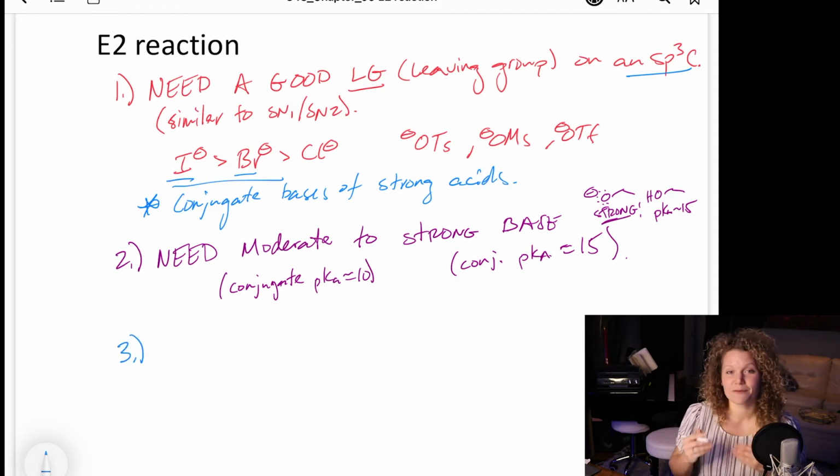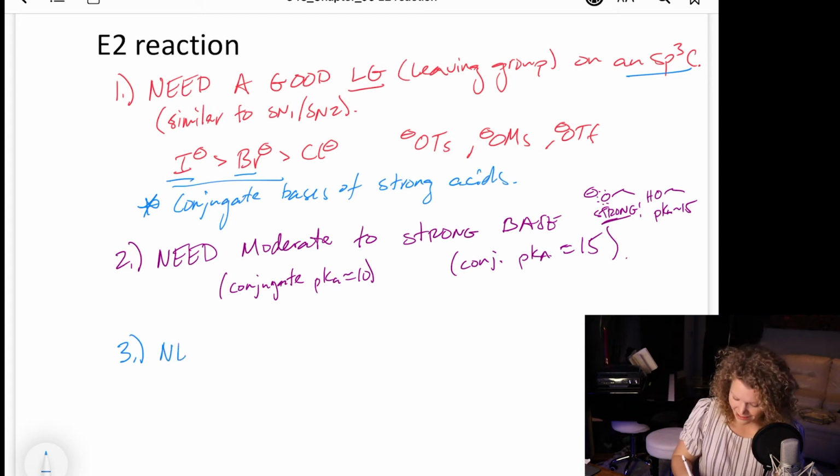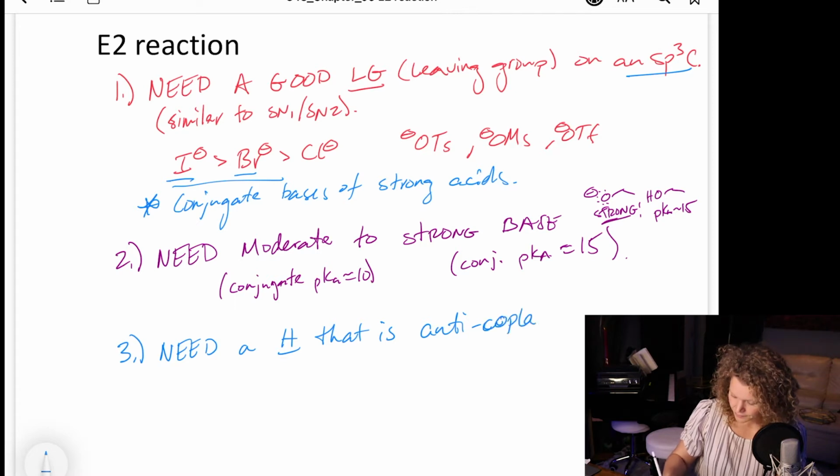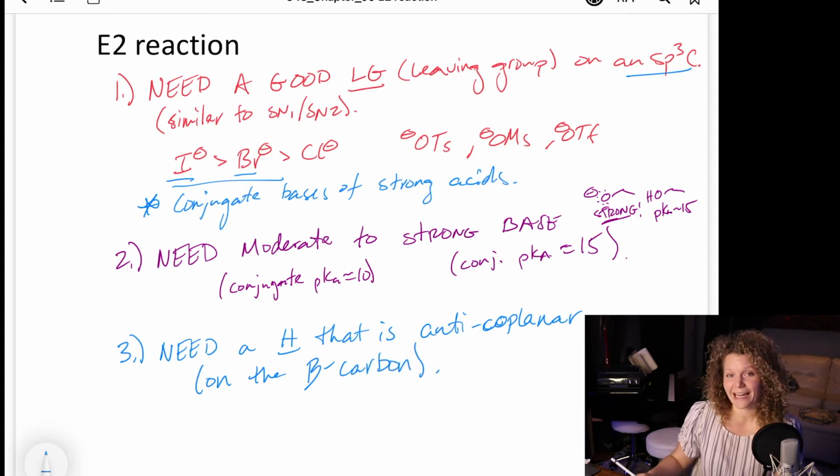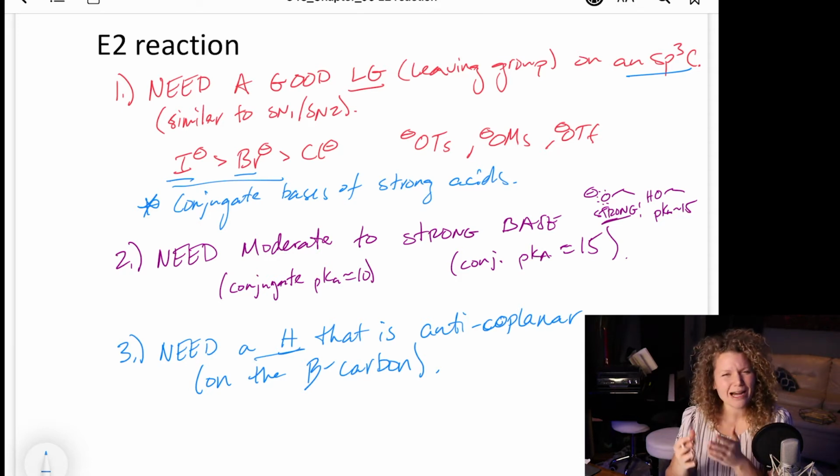The third requirement for an E2 reaction is that we not only need a leaving group, but we need a proton that is anticoplanar. And this is going to be on the beta carbon. Now, what the heck does anticoplanar mean? Well, we'll talk about it here. So it needs to have that proton. It's trying to make that double bond. So on the beta carbon, it needs to have a proton that can be abstracted.